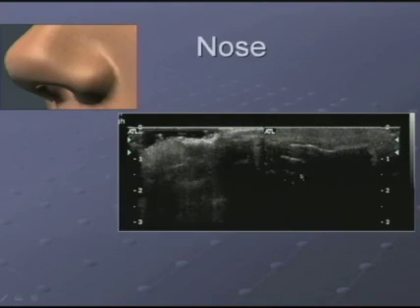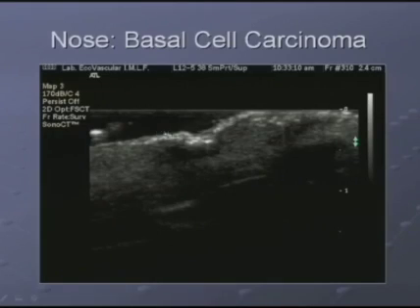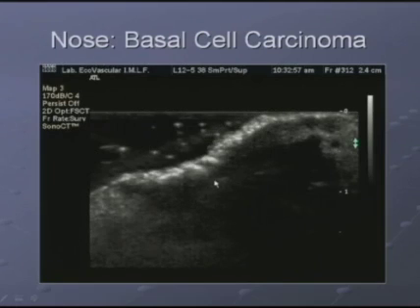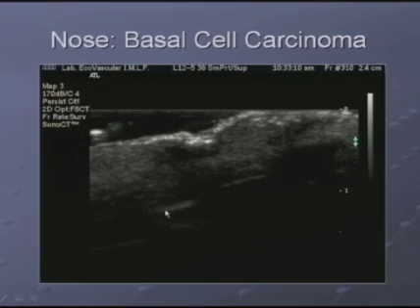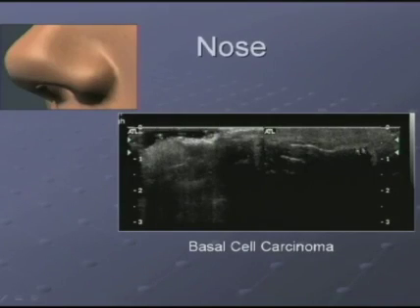An example of a normal cartilage in the nose, and here we have a malignant lesion. This is a basal cell carcinoma, and we can see the penetration of the lesion. This is the normal skin, this is the normal cartilage, and here we can observe the lesion and the penetration to deeper planes, and this is the cartilage where we cannot observe the same normal structure as seen on the opposite side.